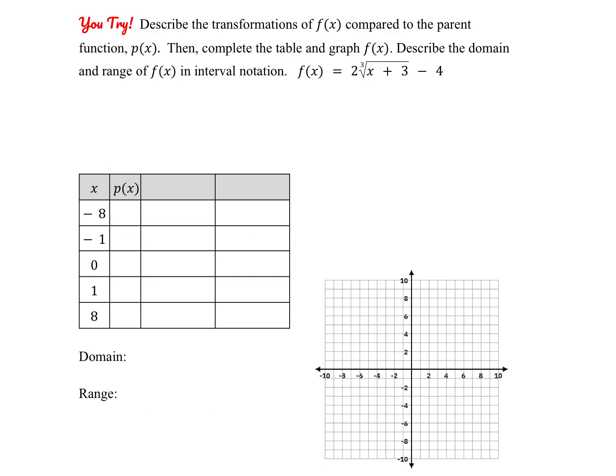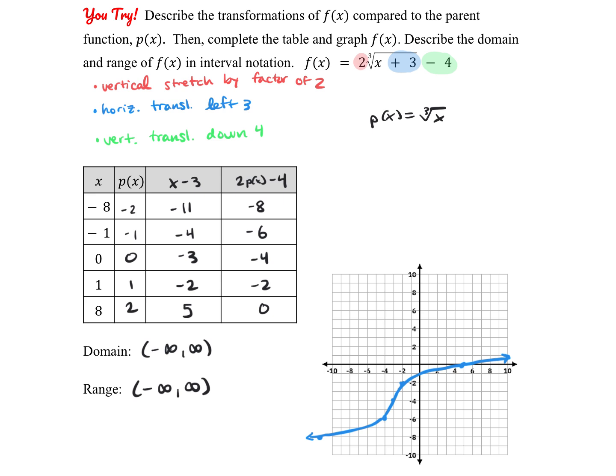All right, here's the last you try for this video, so please pause the video and give it a shot. All right, go ahead and check your work here. So here's the descriptions of the 3 transformations. I have my parent function coordinates and the rules, so it's going to be x minus 3 to shift left 3, and then 2 times the y values minus 4. So your graph ends up looking something like this, and the domain and range are both all real numbers.